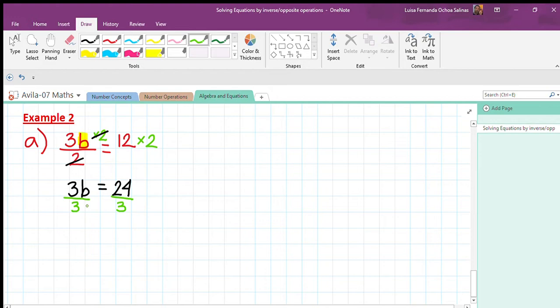Okay, when I divide by 3 on both sides, I can cancel these 3 and these 3. And 24 divided by 3 becomes 8. Good. So I write down b. Why b? Because 3 divided by 3 is 1. So I have 1b equal to 8. And that's my answer.